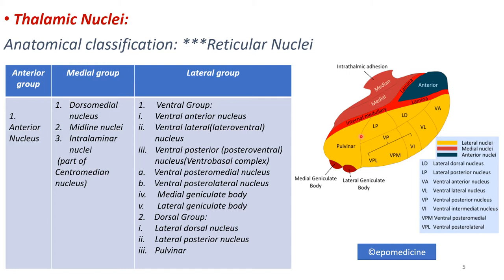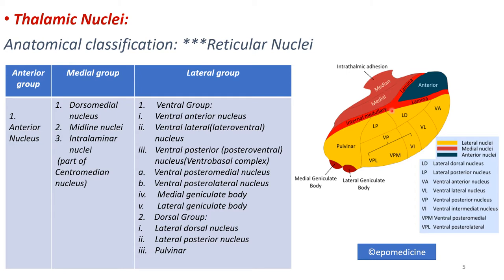So when we talk about the functional classification and the functions and connections of the nuclei, you are clear what they are. As I told you earlier, if you cut open the thalamus, it is divided into three components by the internal medullary lamina. This is the anterior part, this is the medial part and this is the lateral part. And as I told you earlier, this internal medullary lamina is basically white fibers, the axons and dendrites of the different thalamic nuclei which connect to each other.